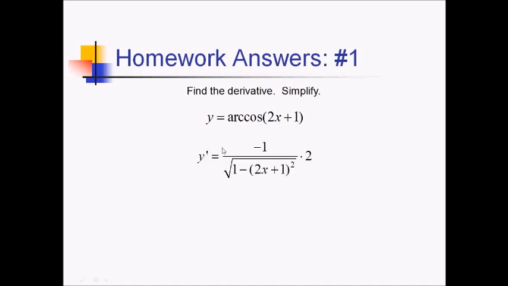So we have negative 1 over the square root of 1 minus that inner function squared. There's your tail. The most you can do for simplifying is just move that 2 upstairs, and that's about as good as it gets.